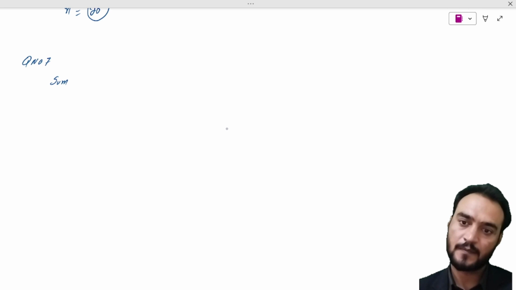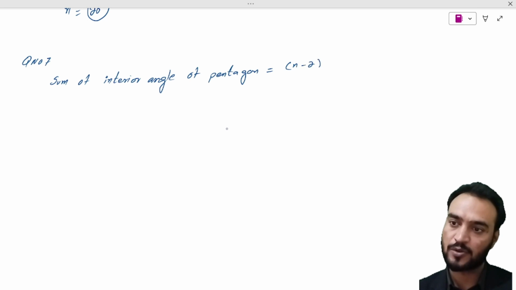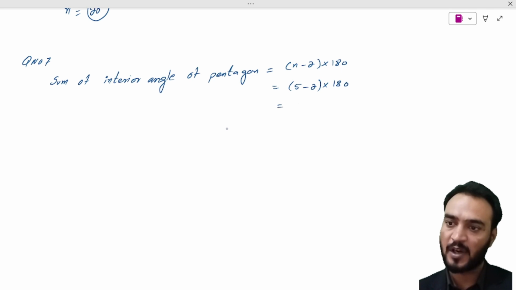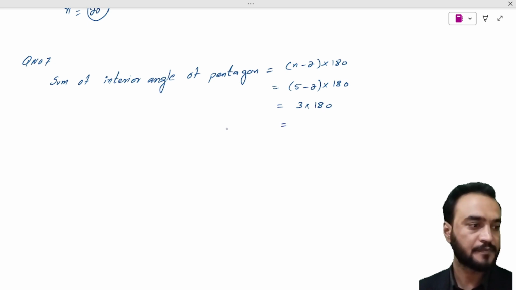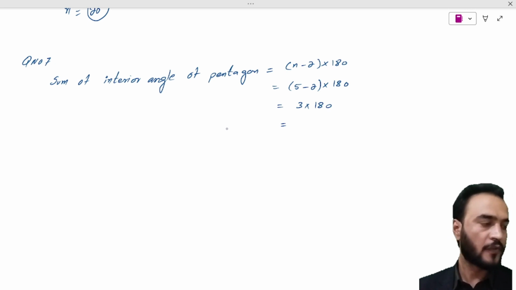Sum of interior angles of a pentagon is obtained by using the formula (n minus 2) times 180, and the value of n is 5 because a pentagon has 5 sides. So (5 minus 2) times 180 becomes 3 times 180. Multiplying 180 by 3, we get 540.